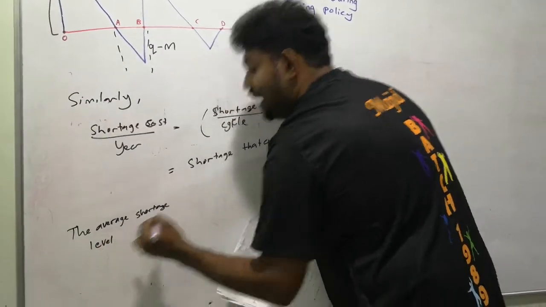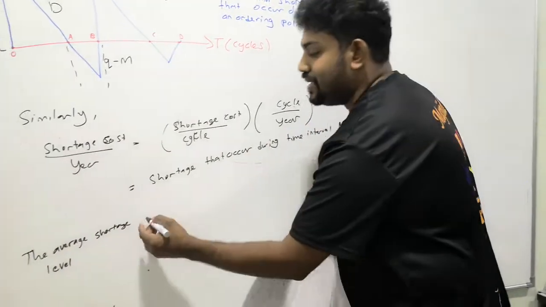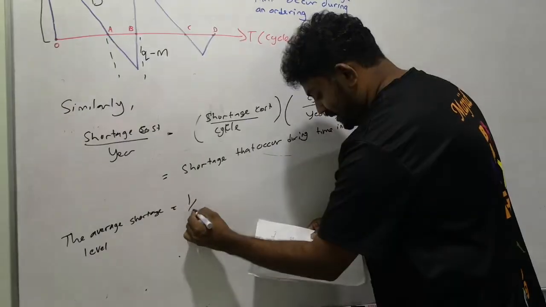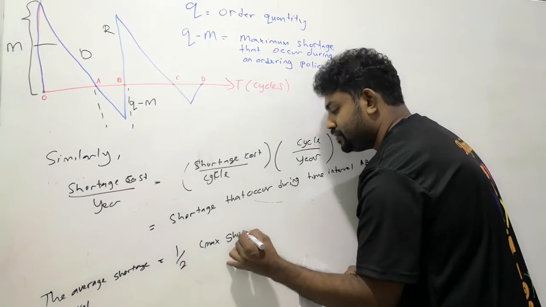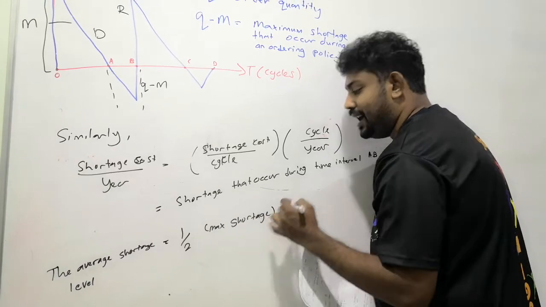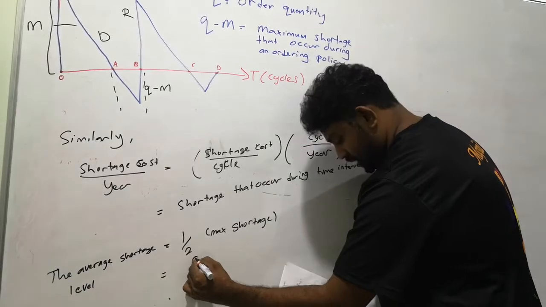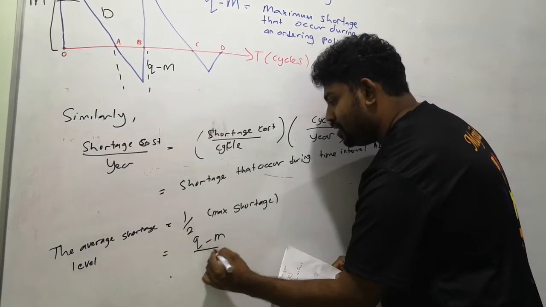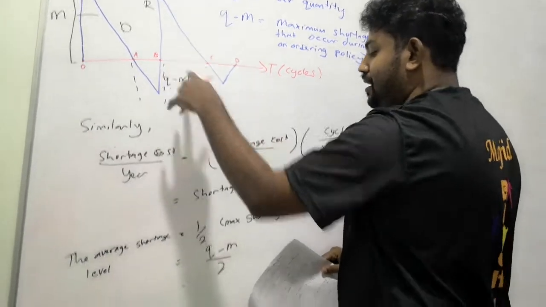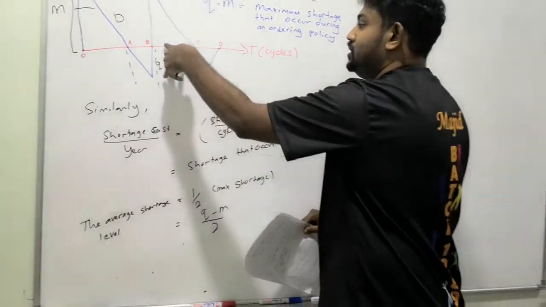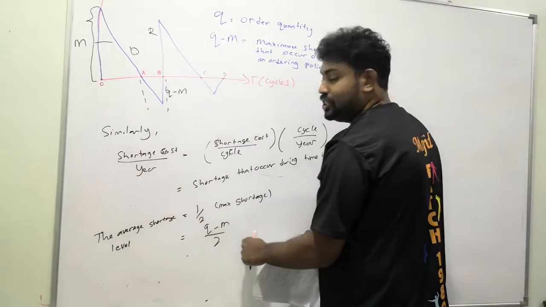If you still remember what the average level is, it is Q over 2, and we go with the same formula. It means that it should be half of the maximum shortage, or our (Q minus M) over 2. If you look here, our maximum shortage is Q minus M. We are using the same formula for the average level of the shortage, (Q minus M) over 2.